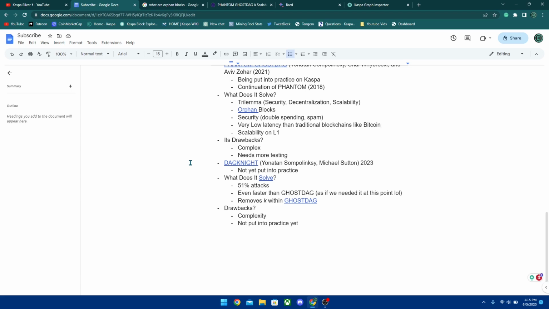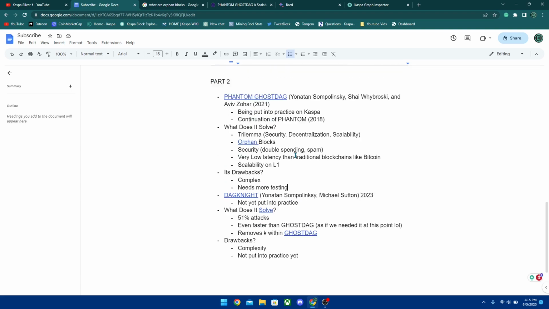But again, it needs more testing. It is being put into practice on the Kaspa network, but we are seeing it being put to the test and seeing if it actually works. And for the past year, it has. Kaspa has not had any issues or problems. It's remaining fast. It hasn't had an increase in the wait times for transactions or anything like that.